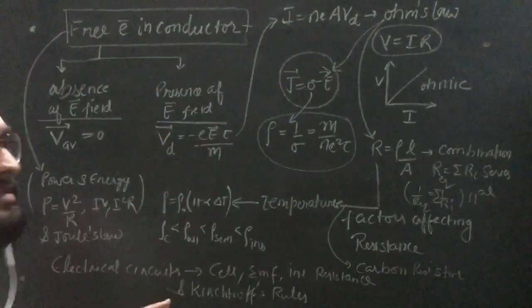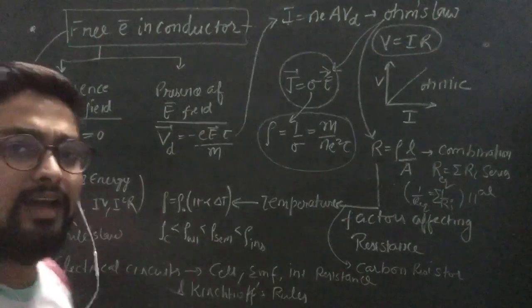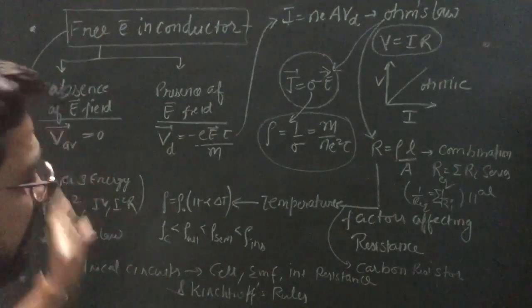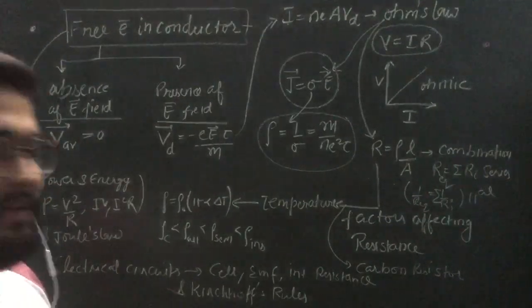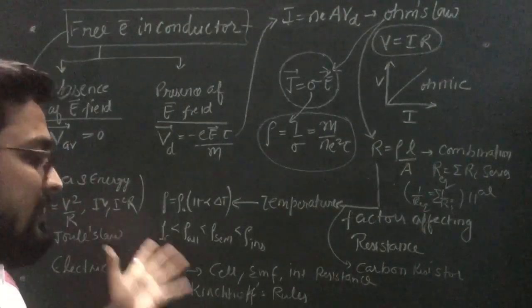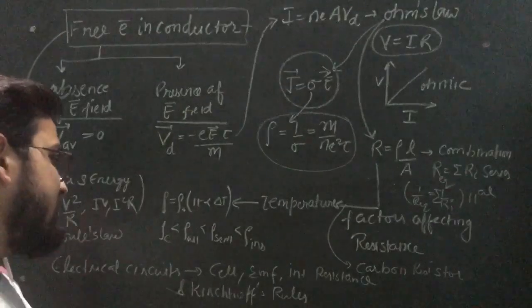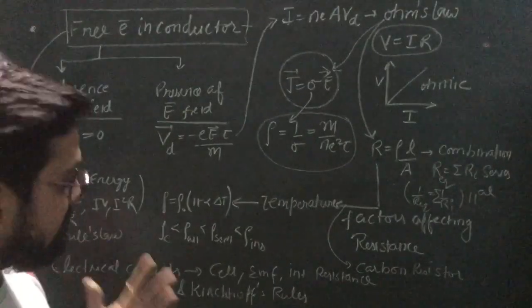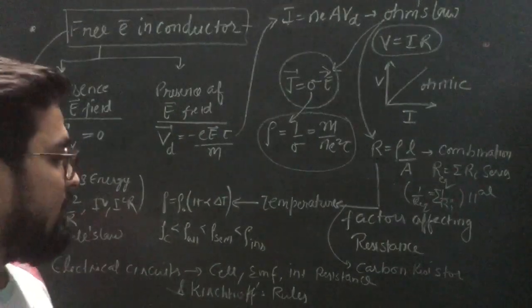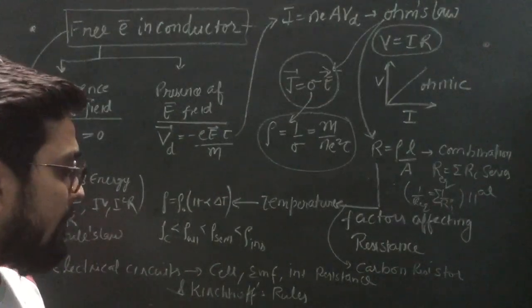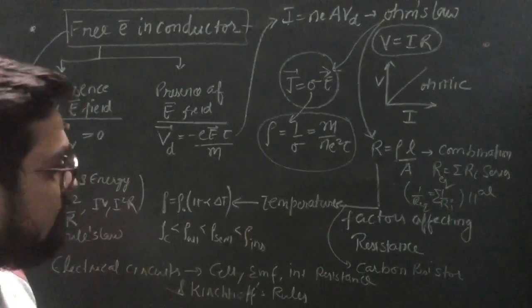A lot of numericals have been done in our class, and after that we have started this very important topic, that is cell EMF and internal resistance. I have told you what is a cell. A cell is a device which can convert the chemical energy into electrical energy, and in doing so it is able to pass some current through the circuit.